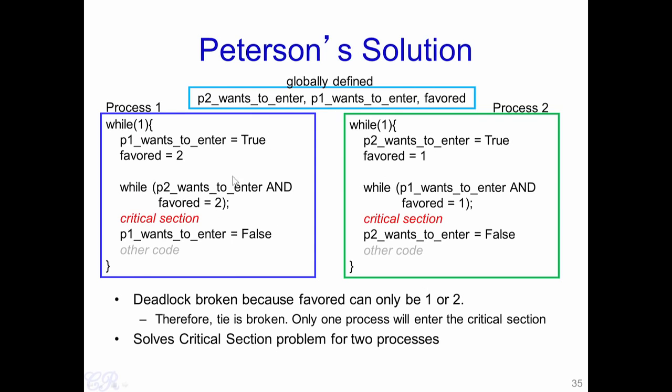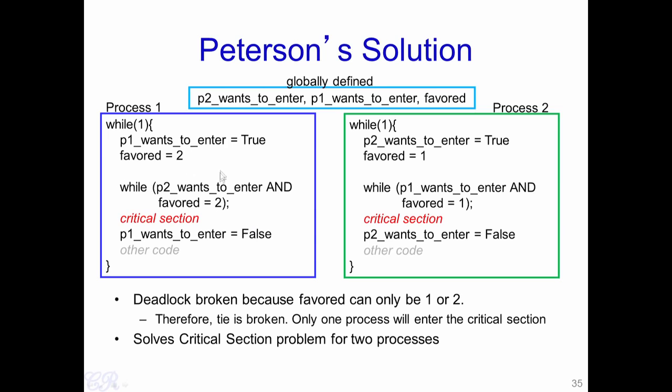So, we have seen the two processes P1 and P2, and everything is as in the third attempt: P1 wants to enter is set to true, and then there is a while loop, and then the critical section, and then P1 wants to enter is set to false. Now, we also have favored added here in the Peterson solution, and this favored is set to 2 over here, and favored is set to 1 in the second process. So, in all other cases, this particular Peterson solution behaves like our third attempt to create the critical section solution.